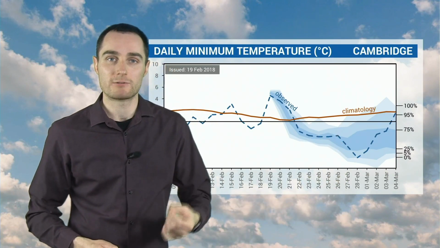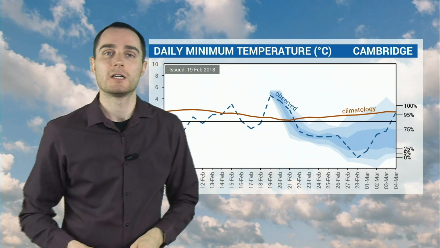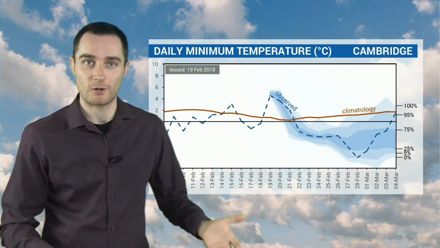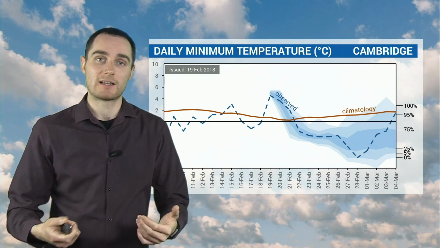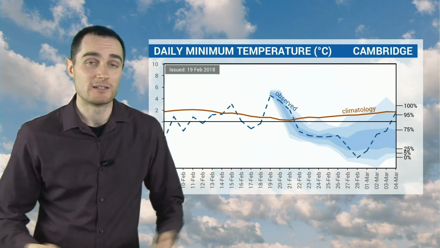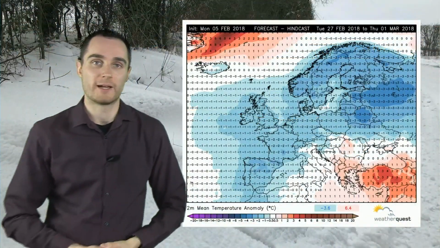So this is how ensemble data is useful for a site-specific location to point out the potential for disruptive cold weather. It's not going to tell you the magnitude until we get much closer to time, but it can tell you that a potentially disruptive spell of weather could be on the way.